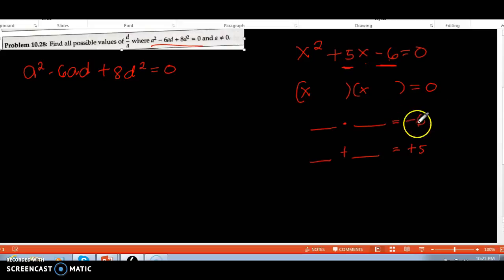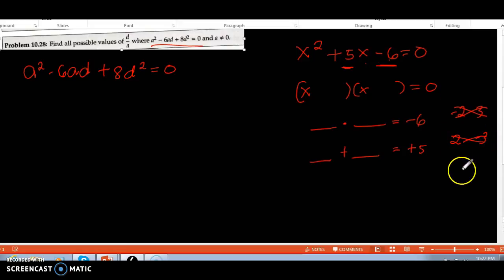Okay, so let's think of two factors that when you multiply will give you negative 6. So let's say trial here, this is negative 2 and positive 3. That will give you negative 6. But when you add this, it will only give you 1, right? 3 plus negative 2, that's 1. So that's not going to work. If you try 2 and negative 3, that's negative 6 when you multiply, but when you add, it will only give you negative 1, so still not work.